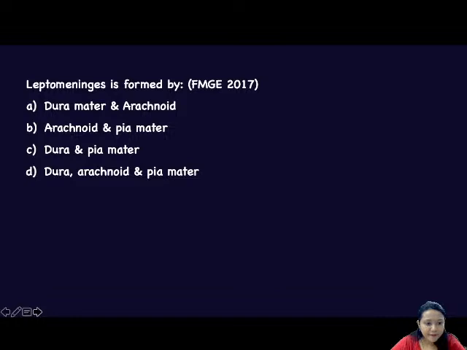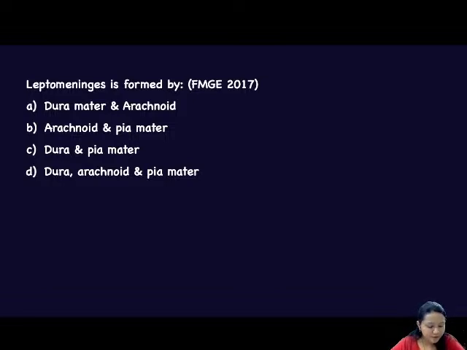Now let us attempt this. It is very easy. Leptomeninges is formed by, anybody in the chat? We have just studied about the meninges. So there is pachymeninx and there is leptomeninx. Leptomeninx is formed by, they have given: dura and arachnoid, arachnoid and pia, dura and pia, dura, arachnoid and pia. Anybody from the chat?